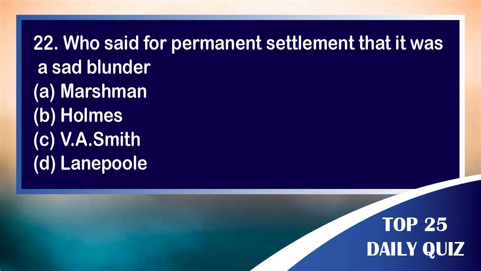Question 22. Who said for permanent settlement that it was a sad blunder? Option A, Marshman. Option B, Holmes. Option C, B.A. Smith. Or option D, Lane-Poole. The correct answer is option A, Marshman.